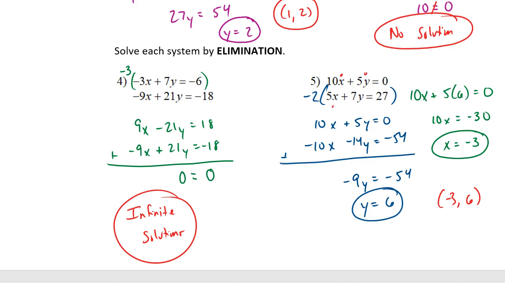If I put it in the second equation here, 5 times negative 3 is negative 15. If I take 7 times 6, I get 42. And negative 15 plus 42, sure enough, is 27. So that's how we can confirm that that is the correct answer.